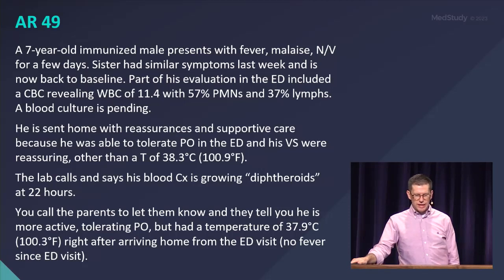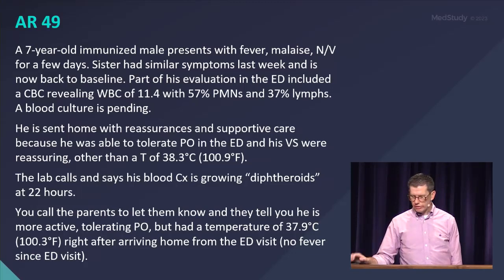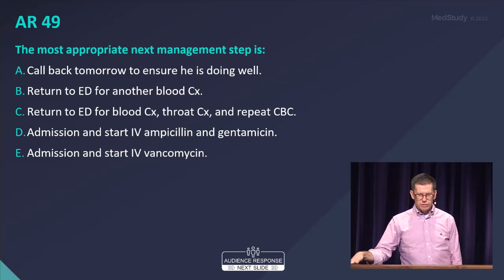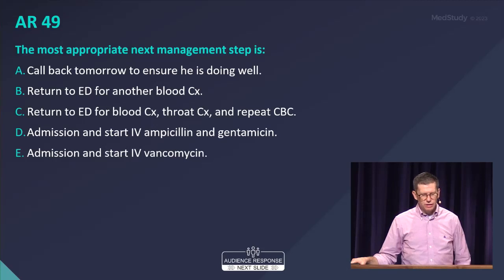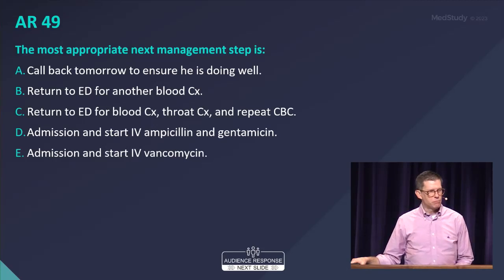The lab calls says his blood culture is growing diphtheroids at 22 hours. You call the parents to let them know, and they tell you he is more active, tolerating PO, but did have a temperature of 100.3 right after arriving home from the ED, but no fever since. The most appropriate next management step is A, call back tomorrow to ensure he is doing well. B, return to the ED for another blood culture. C, return to the ED for blood culture, throat culture, and repeat CBC. D, admission and start IV amp and gent. Or E, admission and start IV vanco.